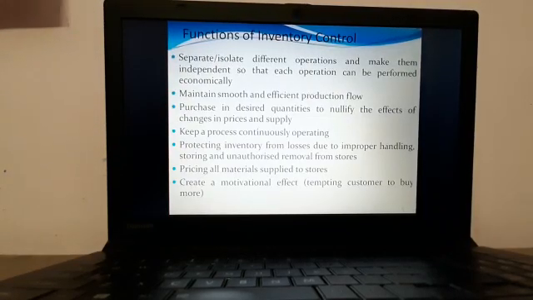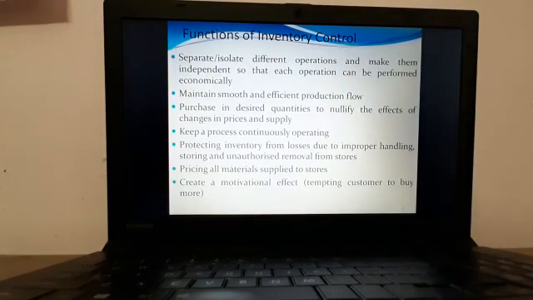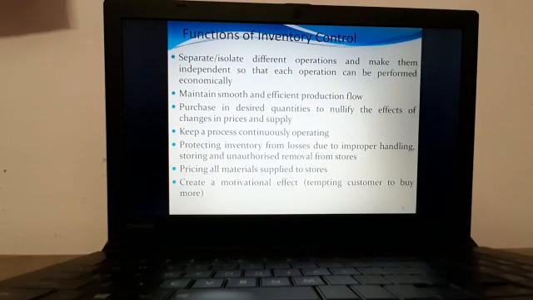The major functions of inventory control are these. The first one is, you all know that the entire construction process consists of many activities. For each and every activity, we may have different requirements of materials as well as capital. So it is the role of inventory control to separate and isolate these different operations and make them as independent as possible so that each operation can be performed very economically.